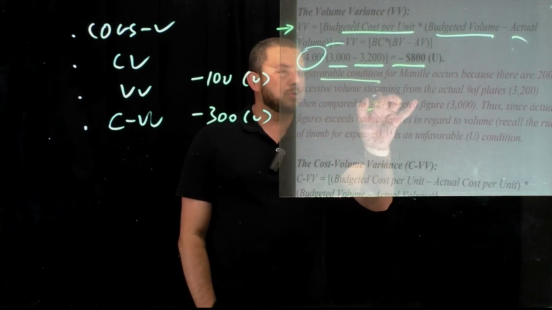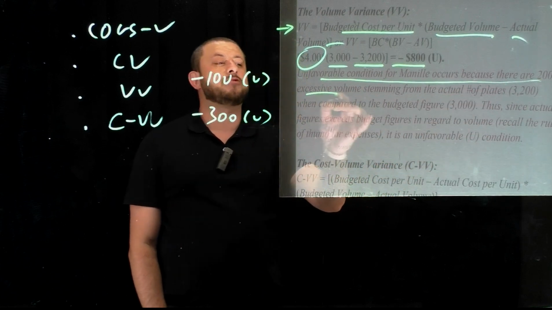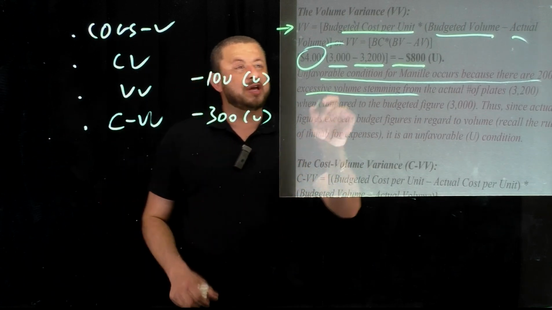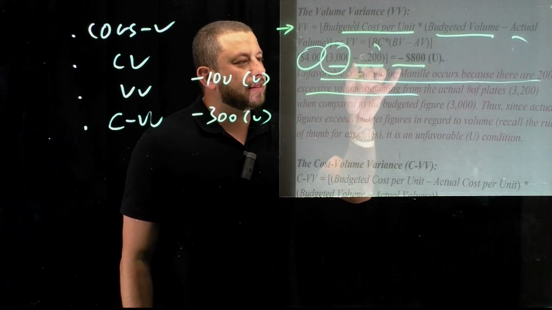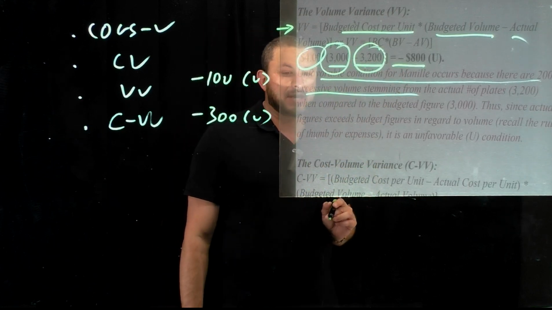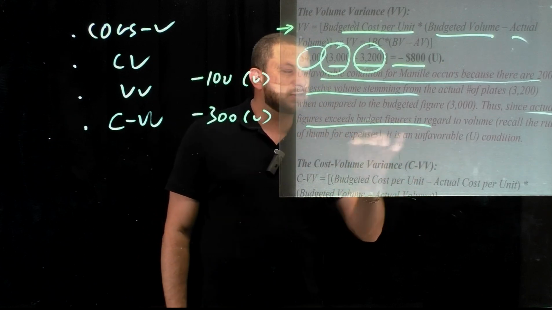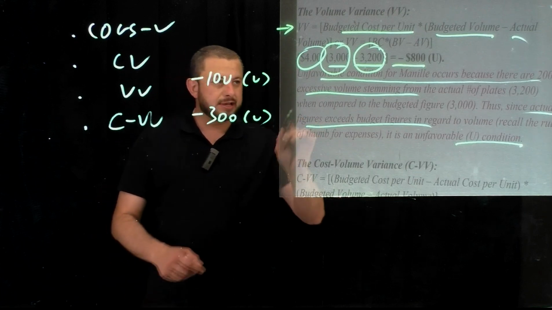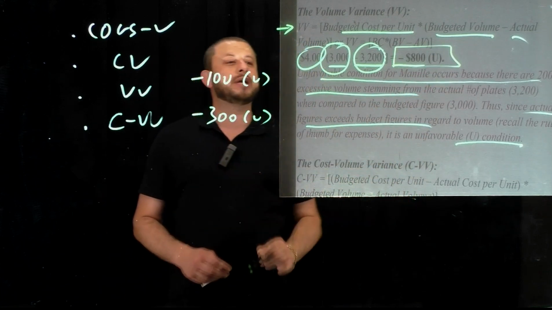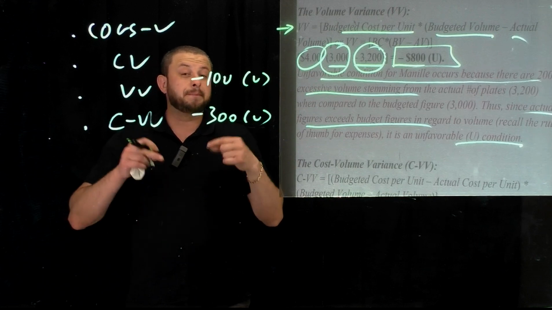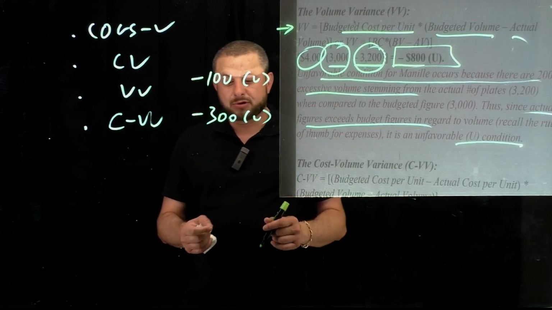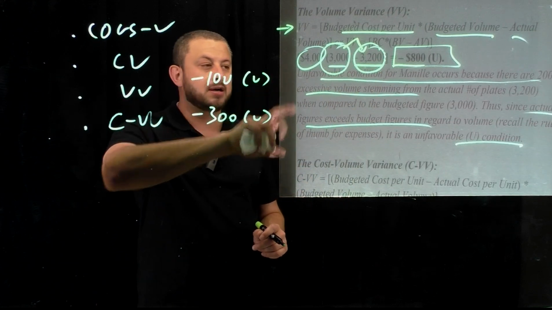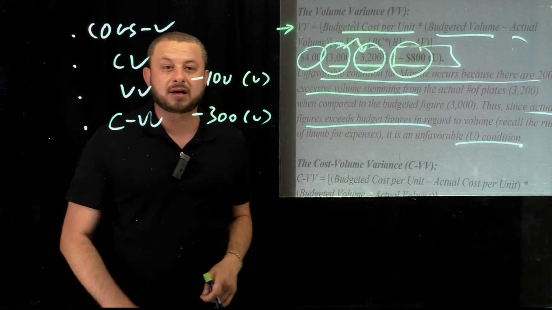Why? The unfavorable condition occurs because there are 200 excess units stemming from the actual number of plates. Meaning we budgeted 3,000 plates, but we ended up producing 3,200 plates. Since the actual figure exceeds the budget figure, it will also create an unfavorable condition for the expense. Therefore, we are not doing well in terms of food plate production, because even though we sell 200 more plates, we are selling more, right? In this case, we are. It is costing us negative $800, okay?